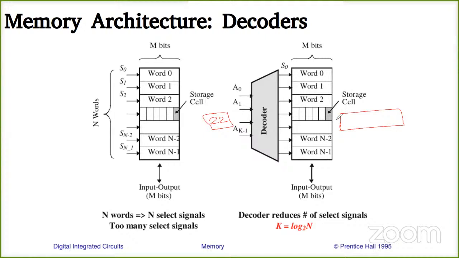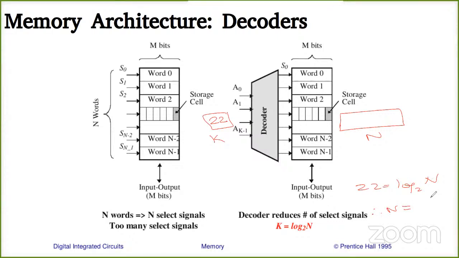If I have 22 address lines or select lines, how many memory locations can I target? What is 22? Is it K or is it N? K. 22 is equal to log 2 to the base N. All right. So what is N?